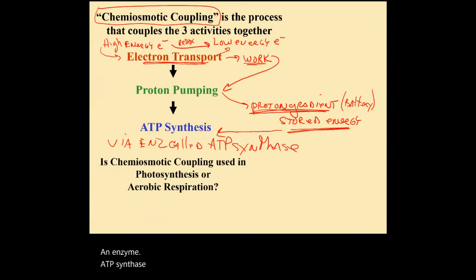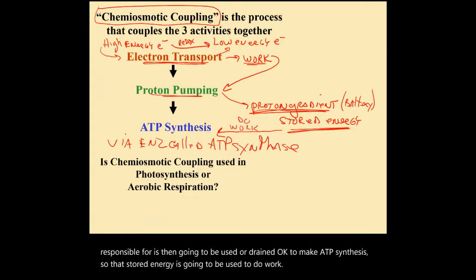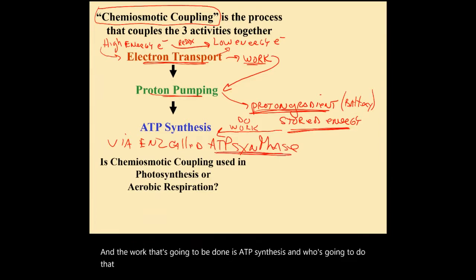You get it? So that stored energy that the electron transport chain was responsible for is then going to be used or drained, okay, to make ATP. So that stored energy is going to be used to do work. And the work that's going to be done is ATP synthesis. And who's going to do that work? A very famous enzyme called ATP synthase.